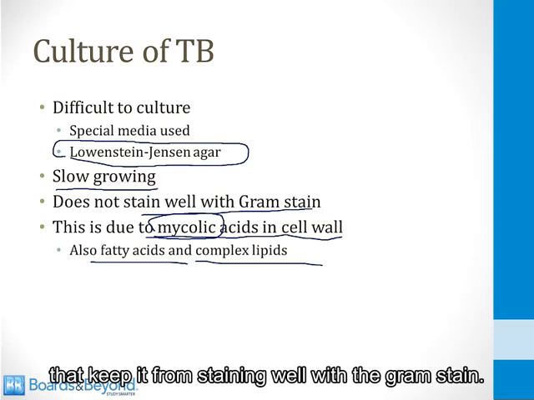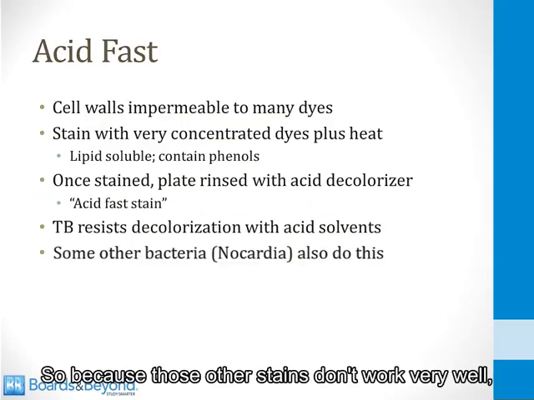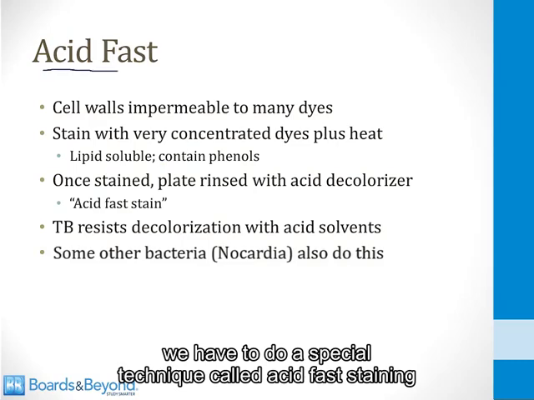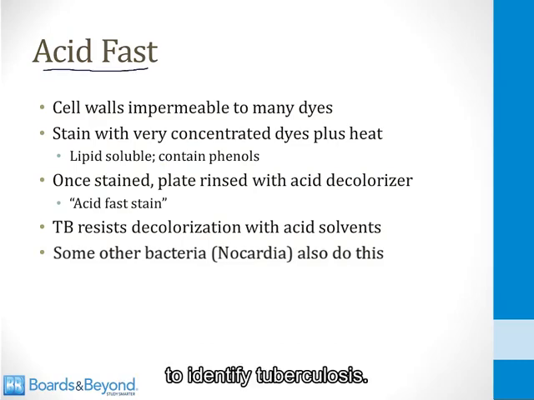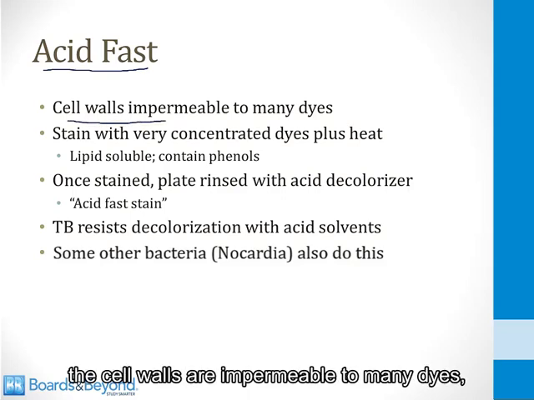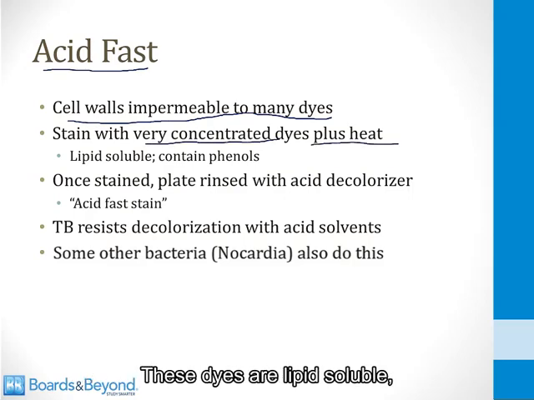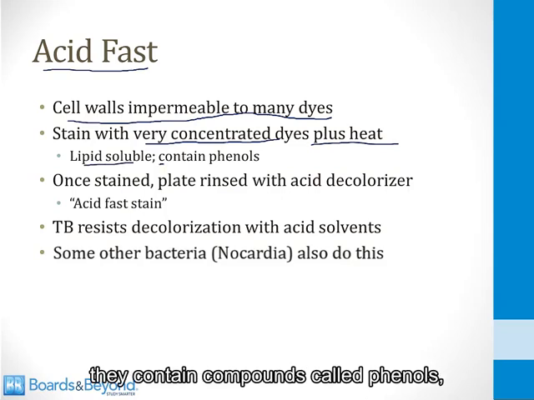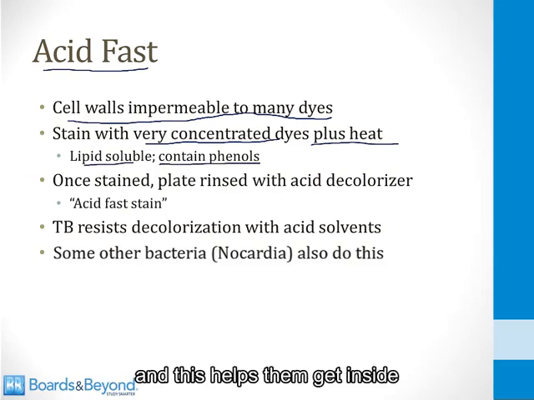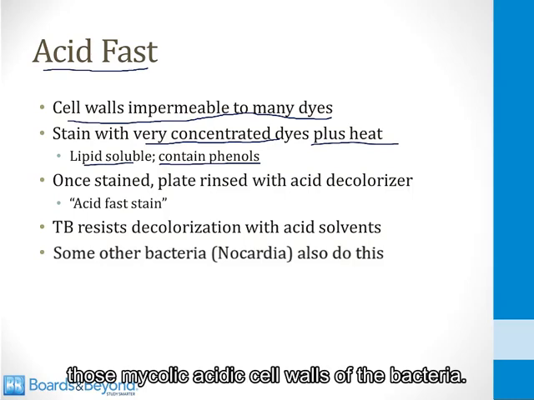So because those other stains don't work very well, we have to do a special technique called acid-fast staining to identify tuberculosis. And the key point here is that the cell walls are impermeable to many dyes, but they will stain with very concentrated dyes plus some heat. And these dyes are lipid soluble. They contain compounds called phenols, and this helps them get inside those mycolic cell walls of the bacteria.